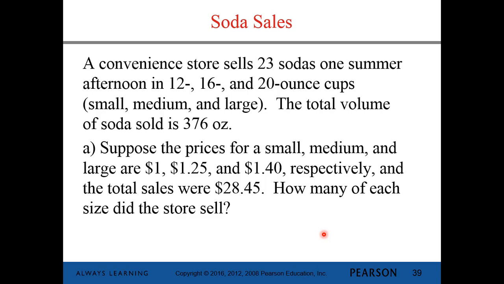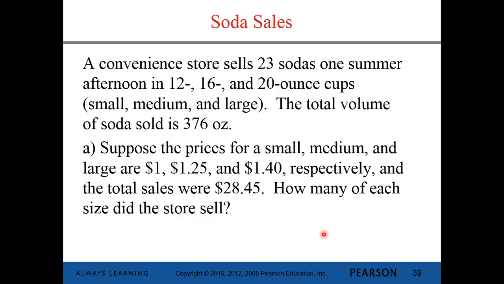Okay, so let's use soda sales as an example. It says the convenience store sells 23 sodas one summer afternoon in 12-ounce, 16-ounce, and 20-ounce cups, which they call small, medium, large. So the total volume of soda sold that afternoon was 376 ounces. So we know that there were 23 sodas sold. We know that the total volume of soda that was sold was 376 ounces. So the question is how many of each size of soda was sold.